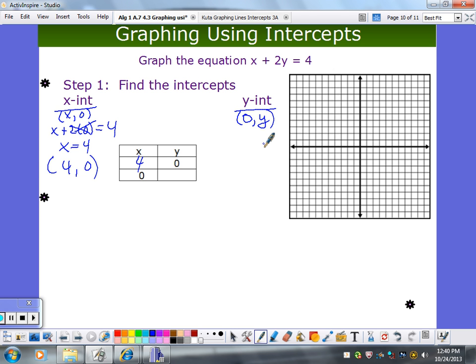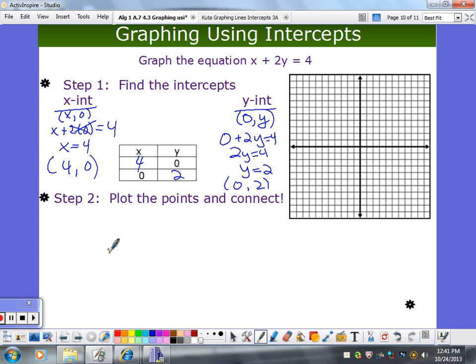Y-intercept, that's the one where I know the x, but I don't know the y. So (0, y). So I'm going to plug the 0 in where I see the x. Well, that just makes it 2y equals 4. What's y? 2. So what's my y-intercept? (0, 2). Well, now we just graph those 2 points, connect them with the arrows. We're working with an all real number domain. Voila!